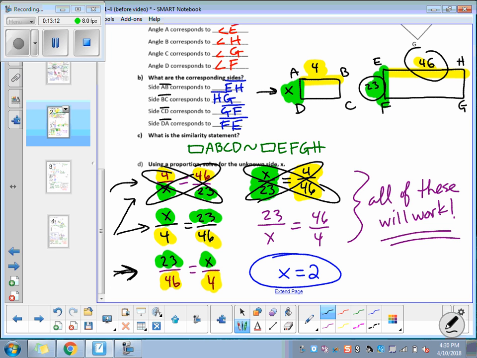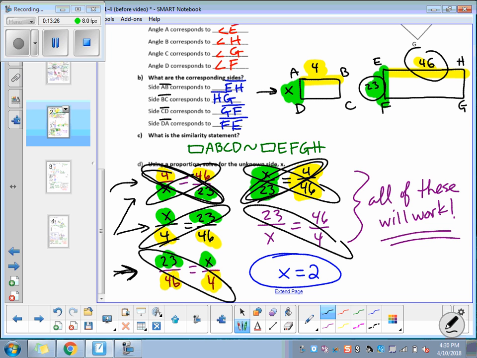What do you notice that all of these have in common when we cross multiply? 4 times 23. 4 times 23. And the last one, 4 times 23. When you multiply 4 times 23, you're going to get the same answer for all of them. It's going to be, I want to say, 92. And then you're going to take 92 and divide it by the 46. And you're going to get 2.